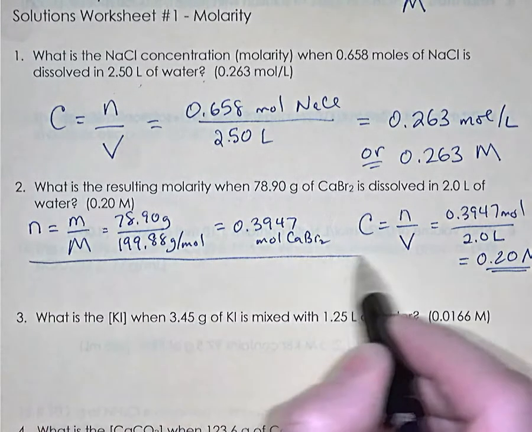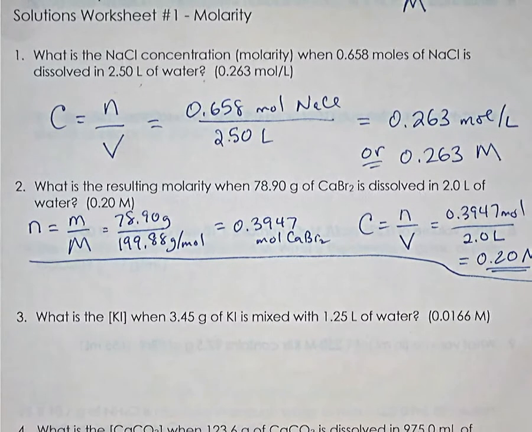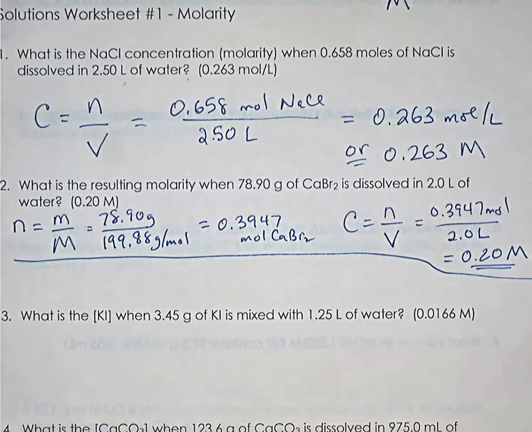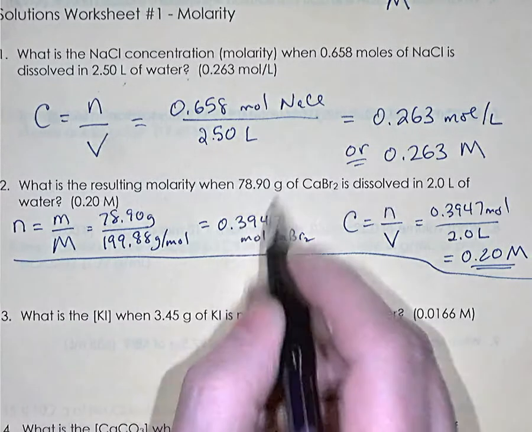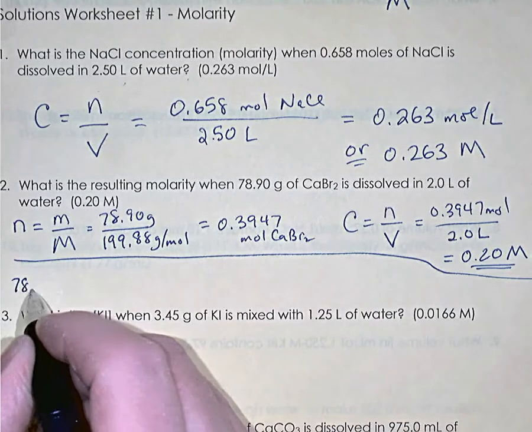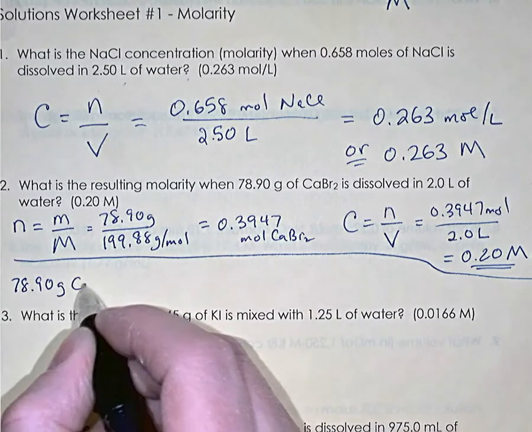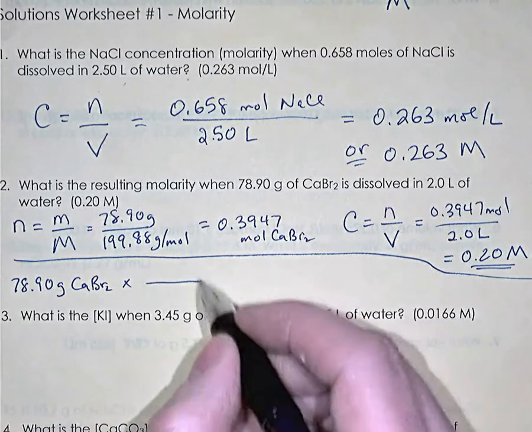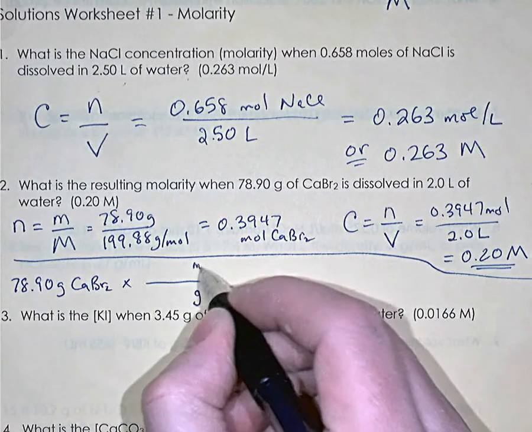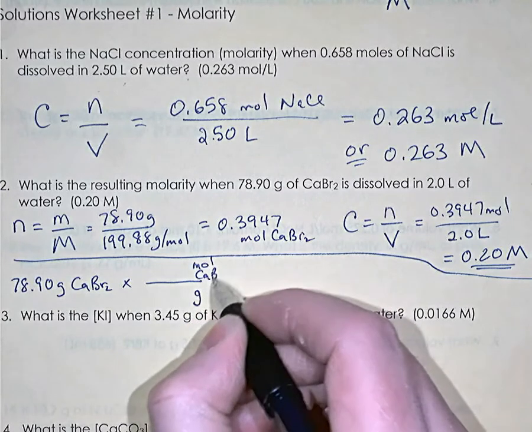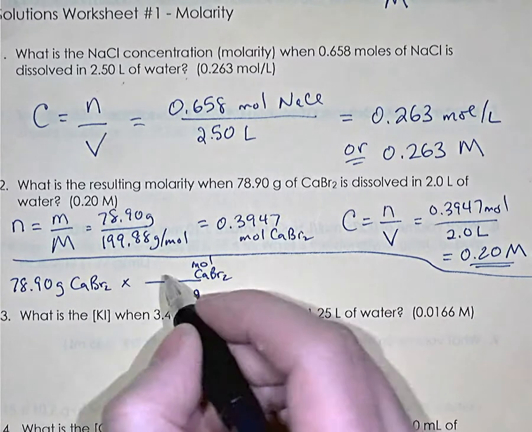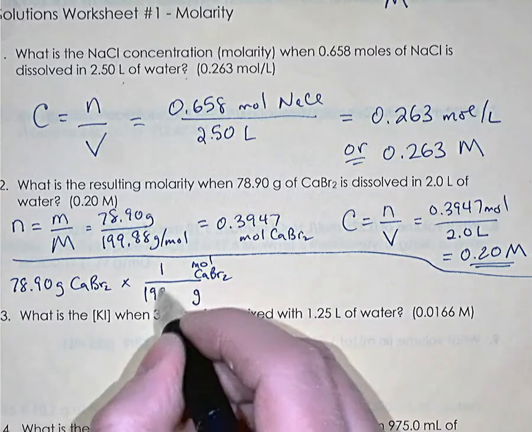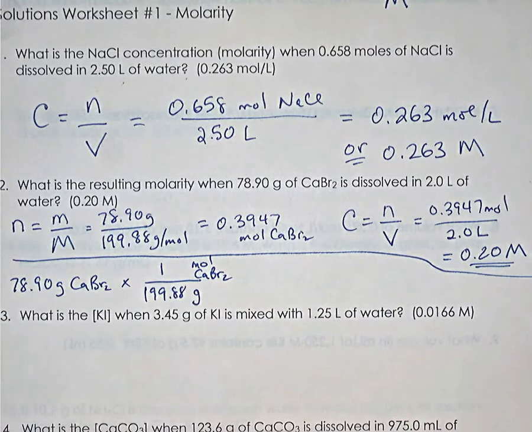Another way to do this would not have used formulas. It would have used unit multipliers. So what I could do is to start with the mass, 78.90 grams of calcium bromide, and with 1 unit multiplier, we'll switch the grams to moles of calcium bromide. Using its molar mass, 1 mole is 199.88 grams.